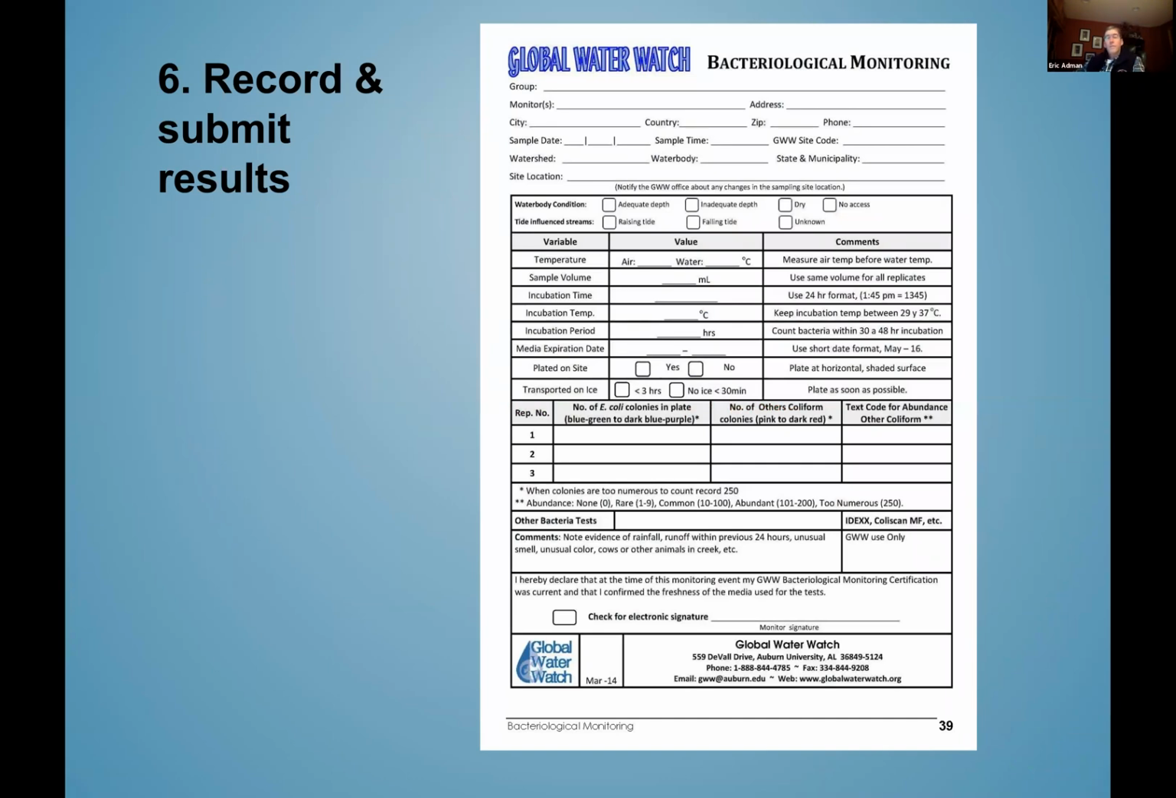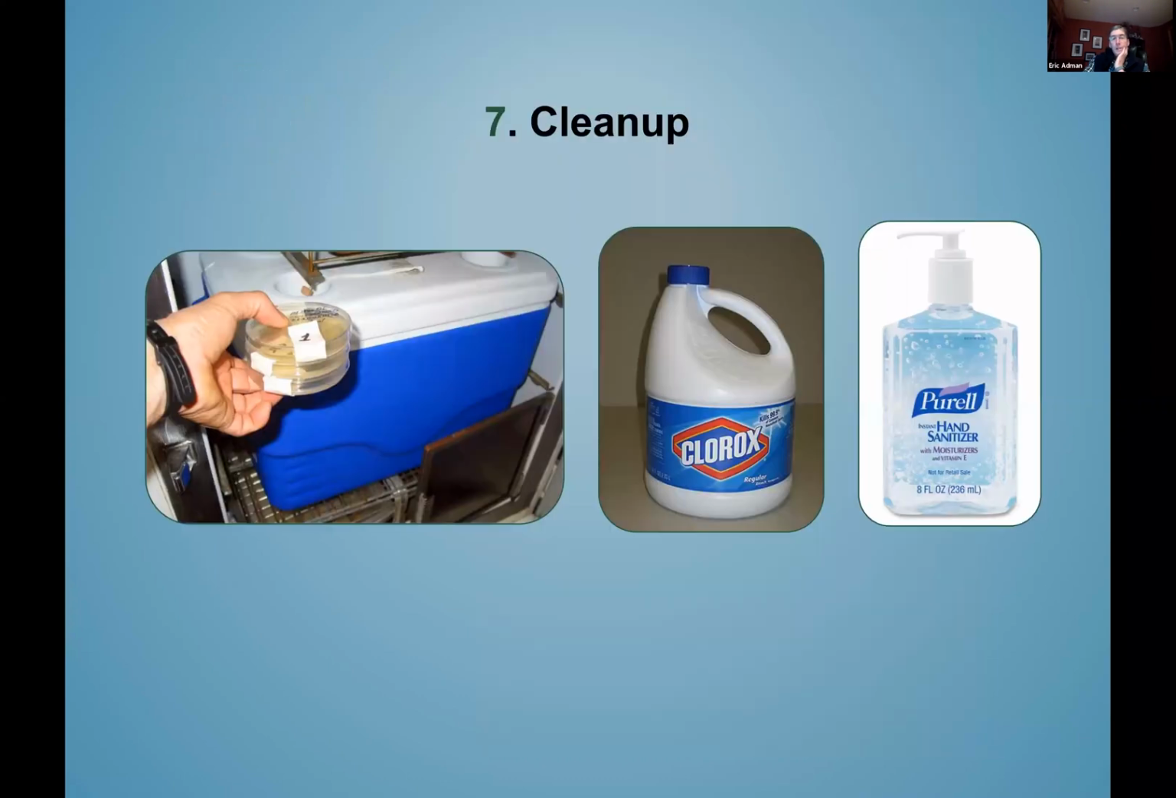Once we've counted, we're going to record our results. On the form, there's a section where we can record our E. coli colonies for each of the reps that we did. Remember, we did 3 per site. So we'll record that, and then we will clean up and be done.